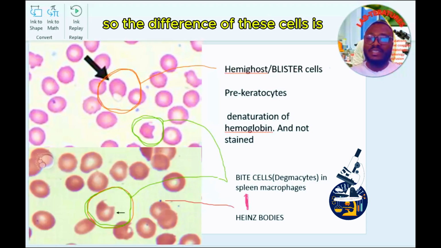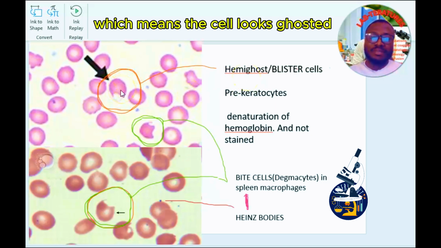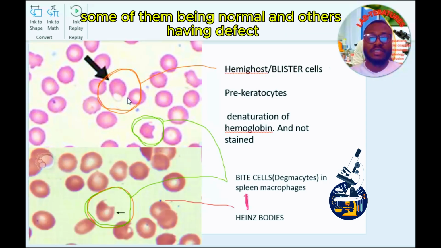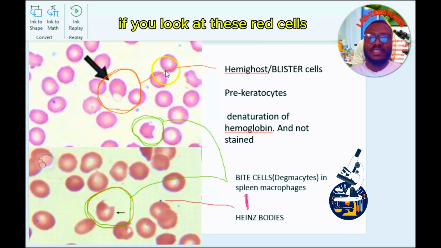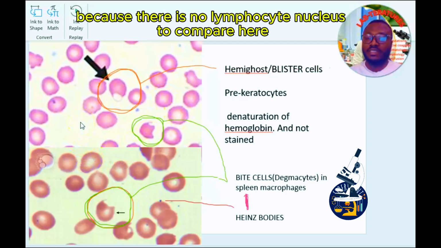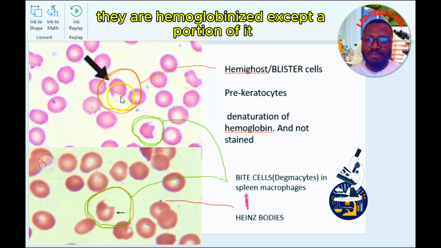The difference with these cells is that these are hemighost cells, which means the cell looks ghosted. All these cells are red cells, some of them normal and others having defects. If you look at these red cells, they look quite normal. We can't talk about their size because there is no lymphocyte nucleus to compare here. But if you look at this cell, you can see that all the other sides have stained. They are hemoglobinized except a portion of it.